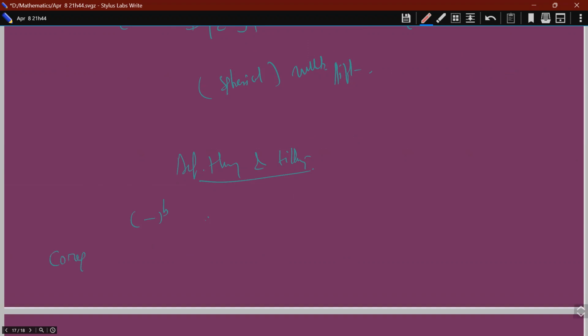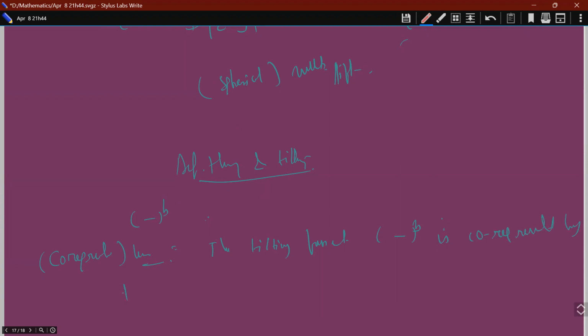So here is the co-representability lemma. The tilting functor is... so this is very useful. We'll see as we go on in the next few. So this is the thing actually that is co-represented into the algebra.